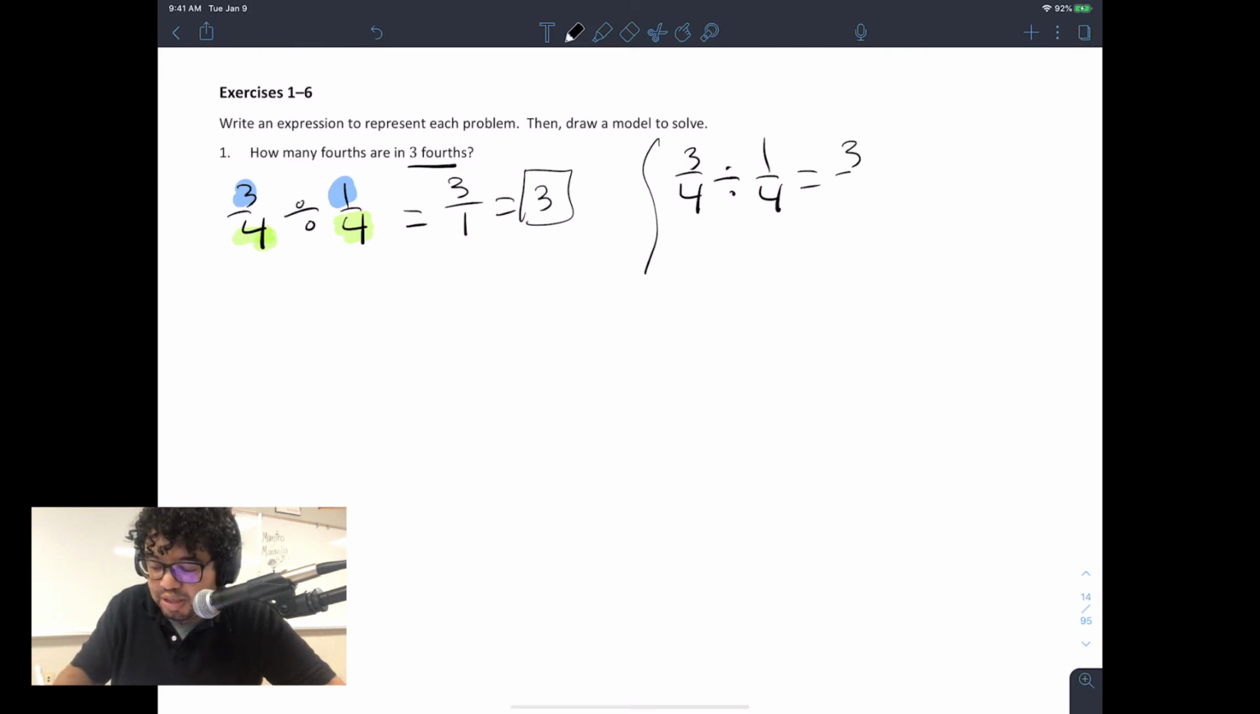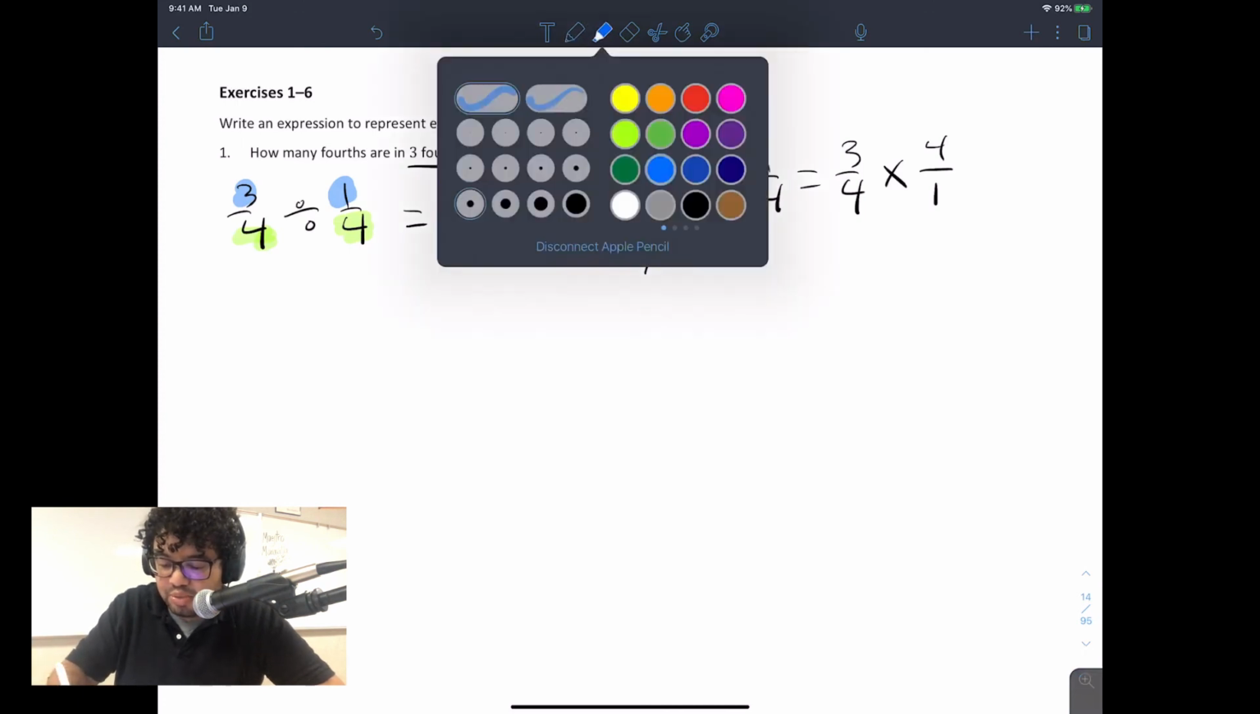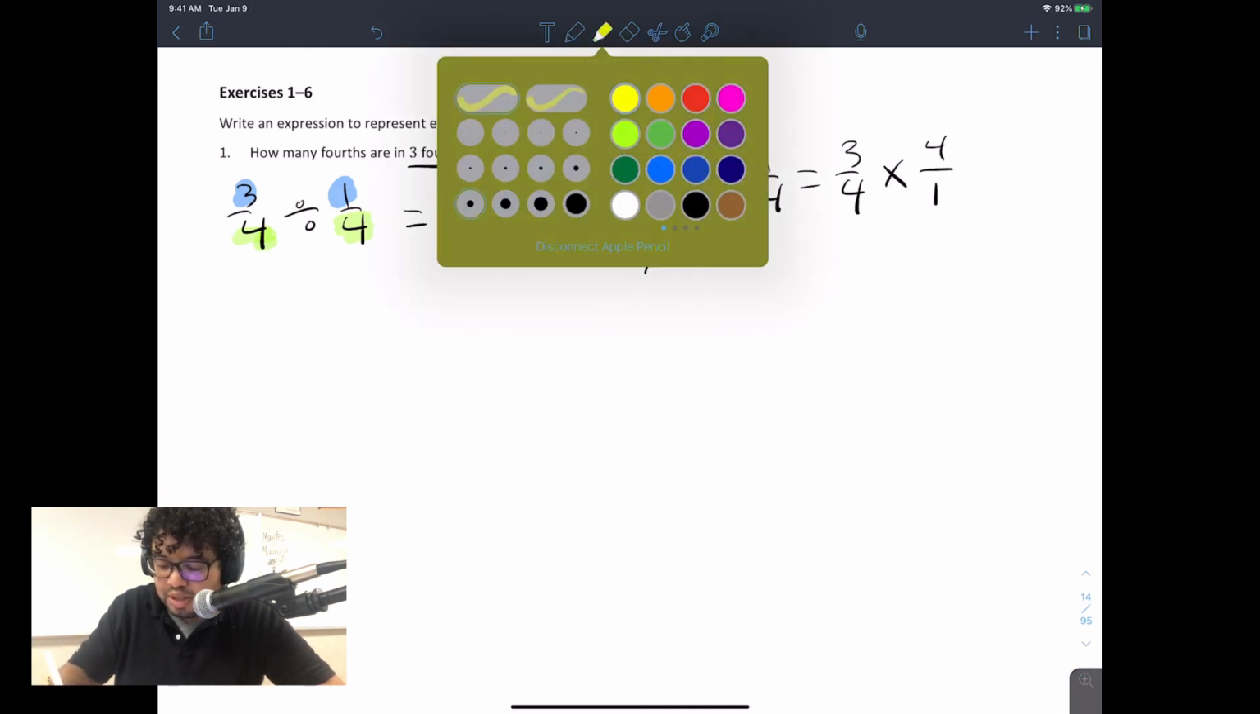So we'll keep my 3/4, right? Change from division to multiplication, and then flip the second fraction. Second fraction is 1/4. So now the 4 is my numerator and the 1 is my denominator. This is also called the reciprocal. Keep that in mind. Okay. Once I have them like this, then I'm going to look at them across. Look at those numbers like this.